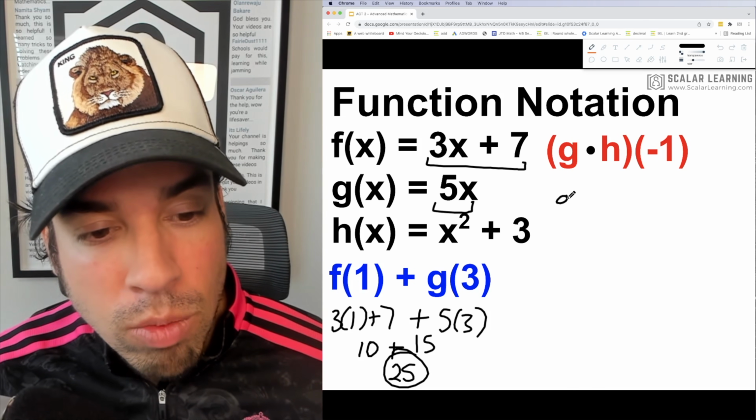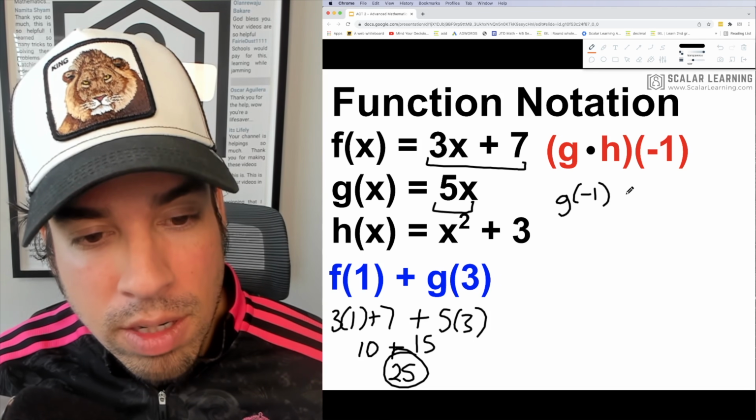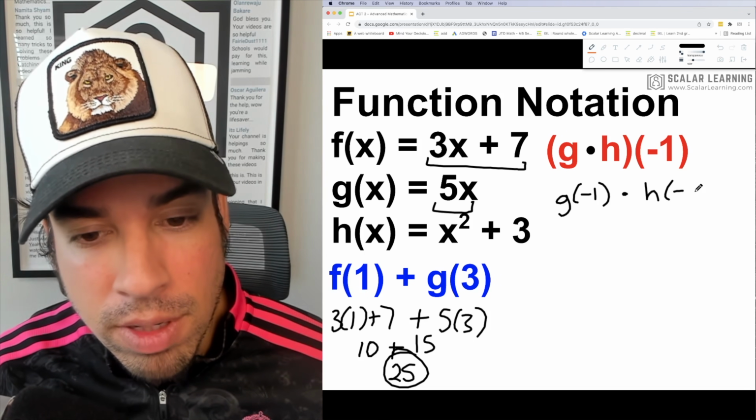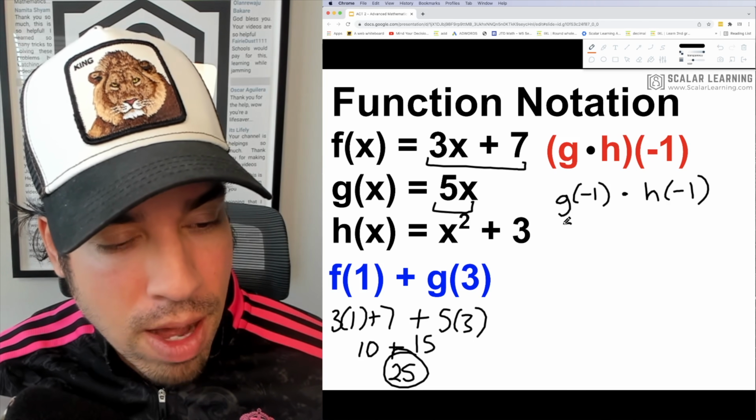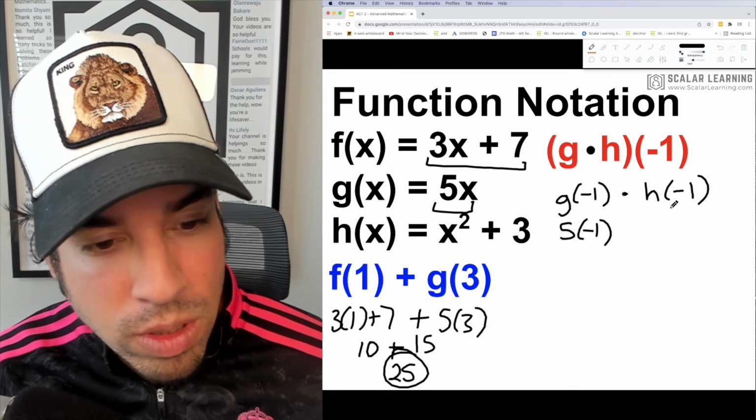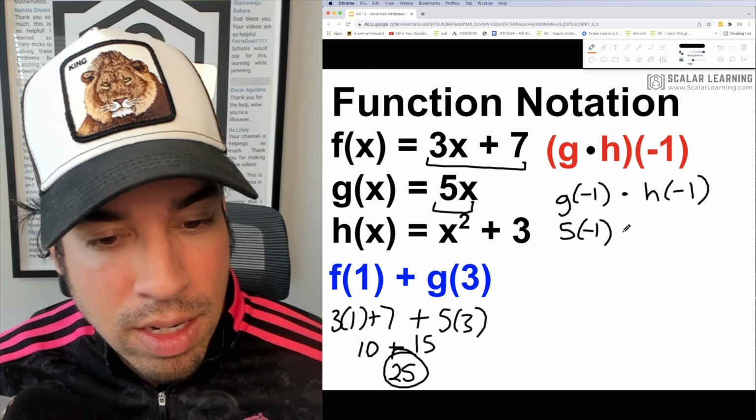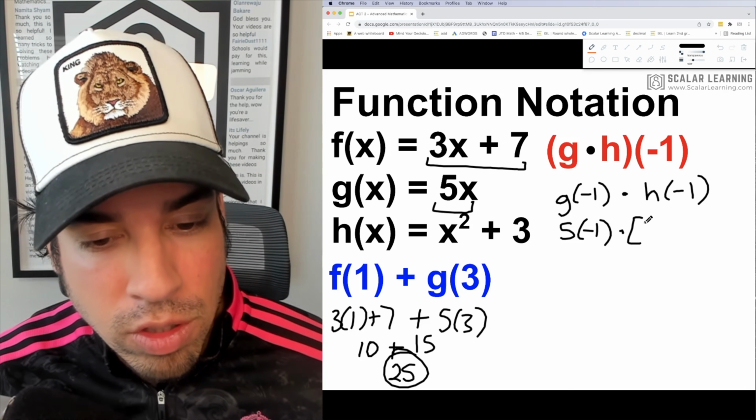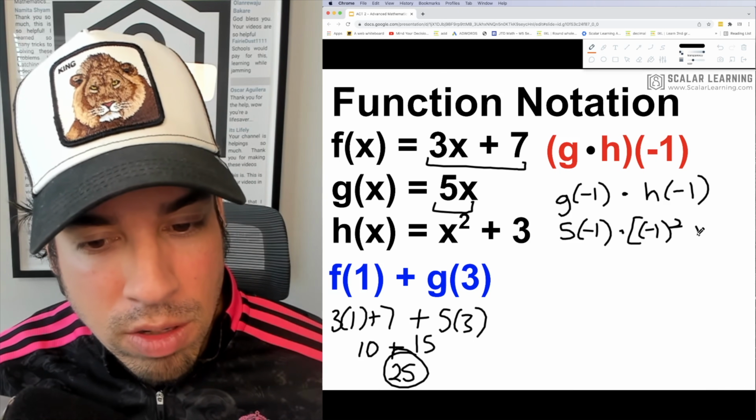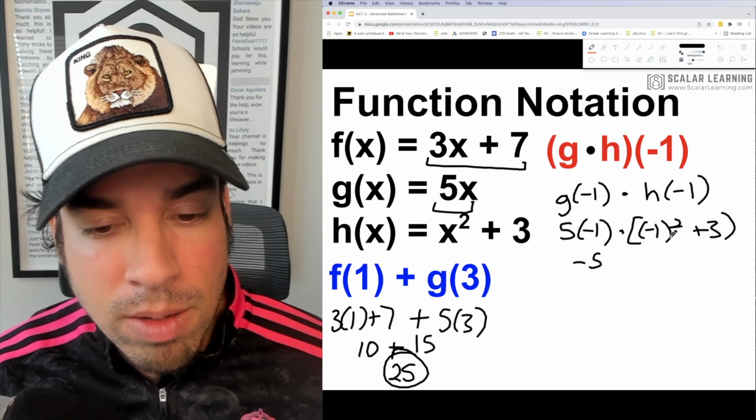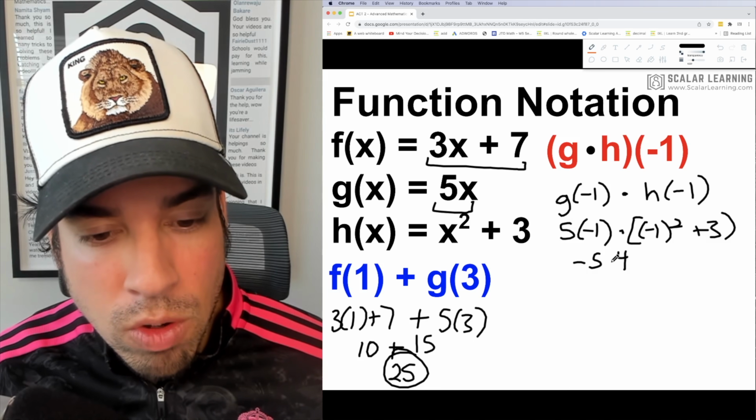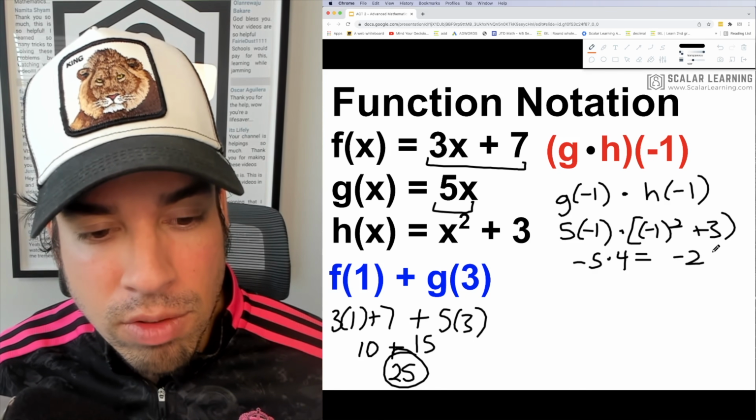It means we're taking g of negative 1 times h of negative 1. So what's g of negative 1? Plug negative 1 in for x, and 5 times negative 1. What's h of negative 1? Plug that in for x squared. So then it's negative 1 squared plus 3 like this. So that's negative 5 times 1 plus 3, which is 4, which equals negative 20.